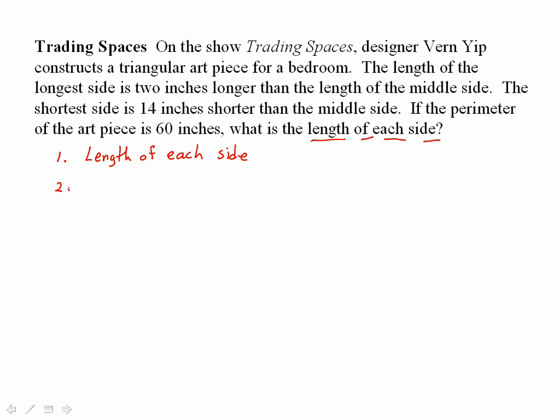What we do is we give names to our unknowns. Here we actually have 3 unknowns. However, we can determine the lengths of 2 of the sides by knowing the length of the middle side. In other words, we know least about the middle side, so we're going to name that M.